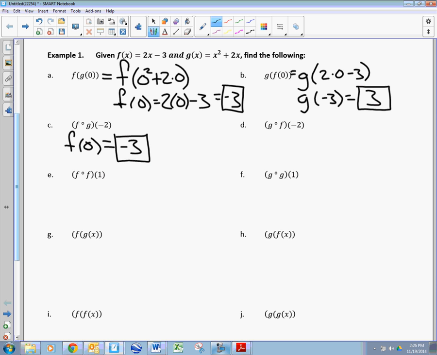For D, I'm going to do g of f of negative 2. Do I plug negative 2 in for f or negative 2 in for g? In for f. What is f of negative 2? Negative 7. So then I take negative 7, I plug it in for g, and g of negative 7 is? Negative 7 squared is 49, minus 14 is 35. Question? Yes. Okay. So negative 2 squared is 4 plus 2 times negative 2 is negative 4, and you get 0. Right?